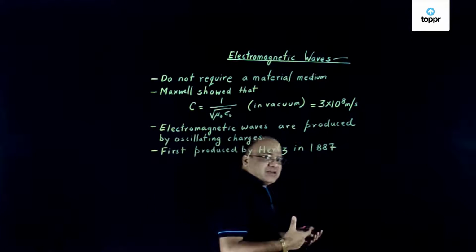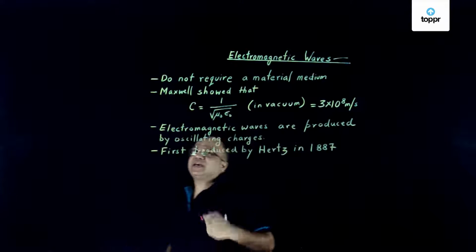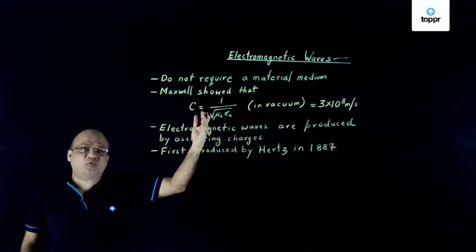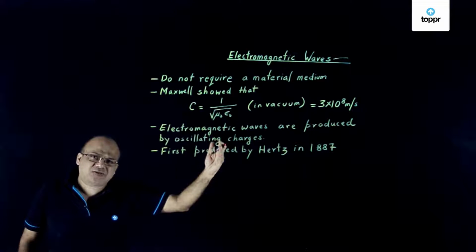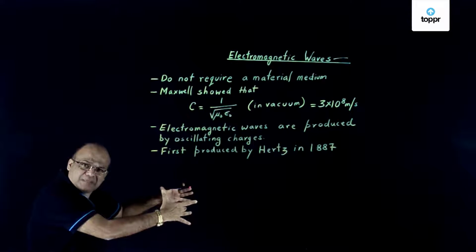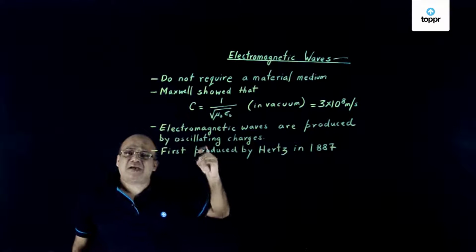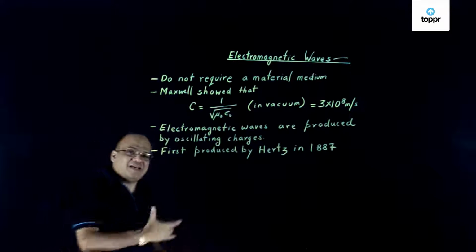Maxwell showed that the speed of an electromagnetic wave in vacuum is given by C equal to 1 by root over mu naught epsilon naught. Mu naught is the permeability of free space and epsilon naught is the permittivity of free space. Right, free space means vacuum.